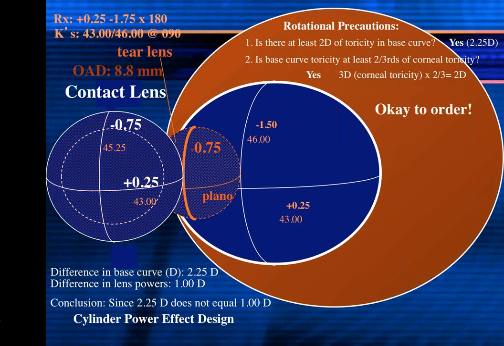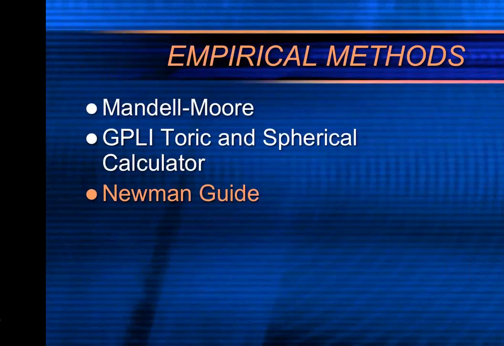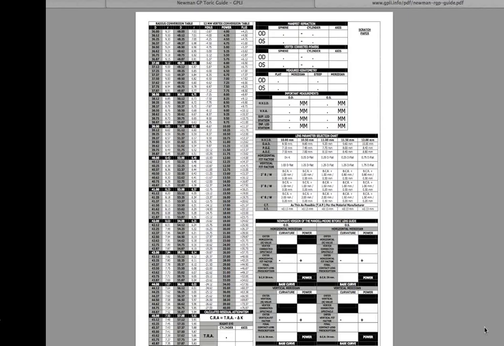And again, these lenses really fixate well, stabilize well on highly toric corneas. And the final method, and I'll just briefly mention this, is Clark Newman's guide, and we have that on gpli.info as well. And this is a form that you can download. It's in PDF form, and you can download it.